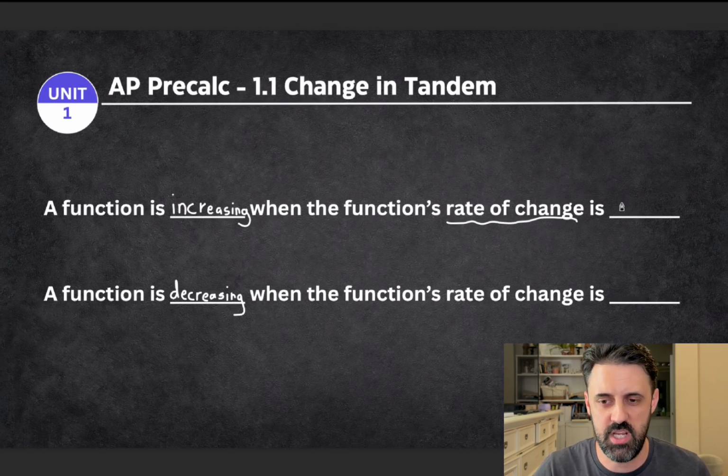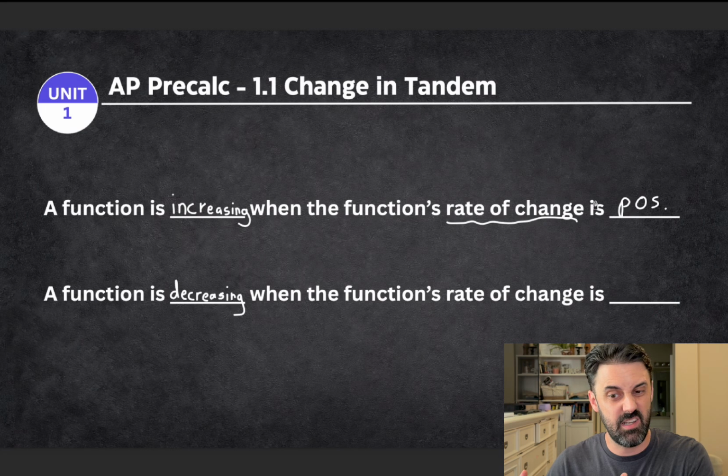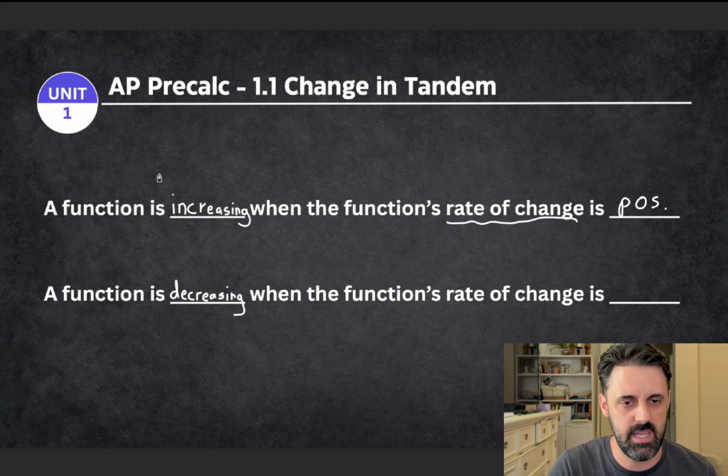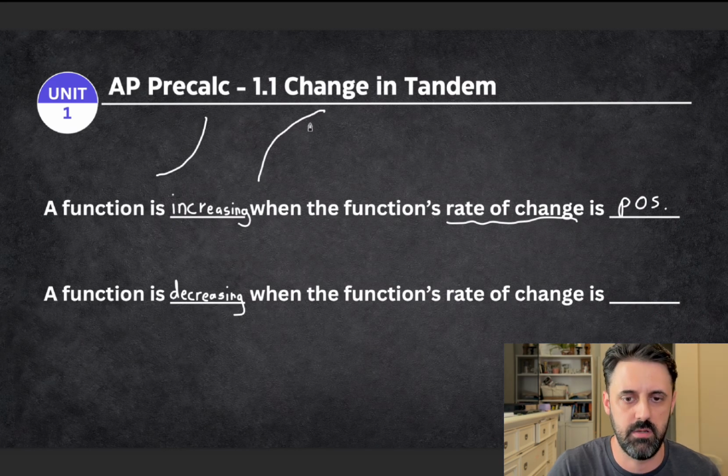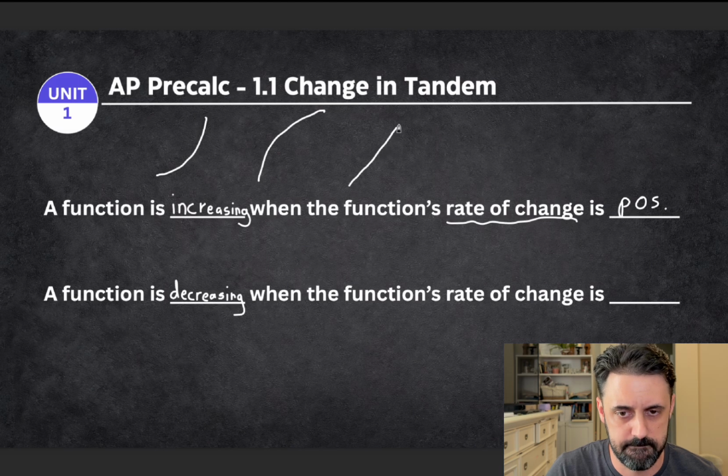So a function's rate of change is going to be positive if that function is increasing. The function itself may or may not be positive, above the x-axis, but its rate of change will be positive. So let's think about a graph real quick of an increasing function. I'm going to draw a few of them. Let's say that this is our function. It's going up and to the right, it's increasing. Or this is our function, up and to the right. Or this is our function, maybe it's linear, up and to the right.